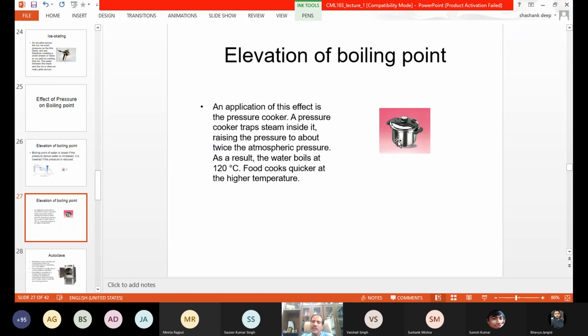And so anything inside this will be cooked more easily because the temperature of water will be high. So an application of this effect is the pressure cooker. A pressure cooker traps steam inside it, raising the pressure to about twice the atmospheric pressure. As a result, water boils at 120 degrees Celsius. Maybe this is a bit higher, maybe it is less, but anyway, it makes the boiling point higher. So food cooks quicker at higher temperature.